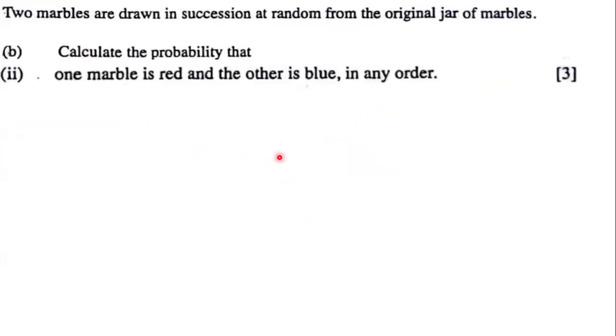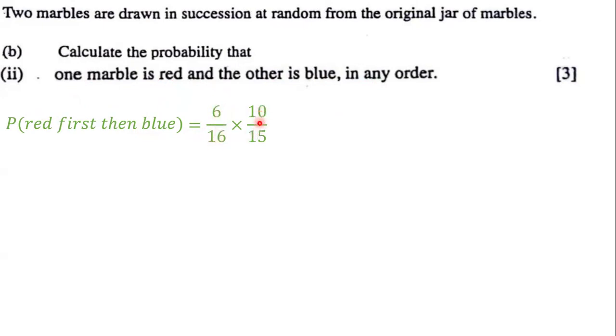Next, we want to calculate the probability that 1 marble is red and the other is blue in any order. So let's do the probability of red first, then blue. So there are 6 red marbles, and there are 16 marbles to choose from. So the probability that the first one is red is 6 over 16.